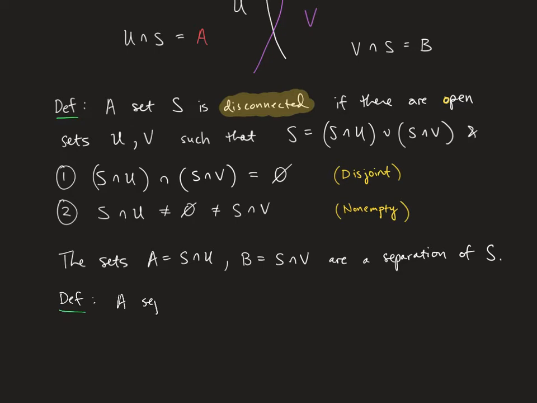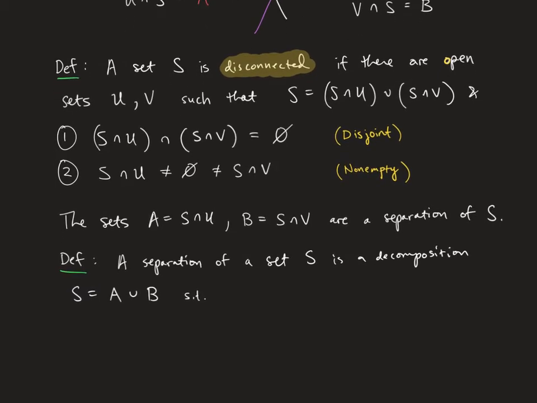So a separation of a set S is a decomposition S equals A union B, such that there are open sets. So we're just sort of rewriting this stuff up here. So this will just give us another way of discussing the same thing.